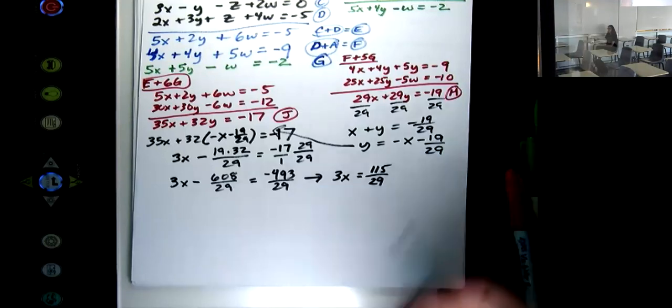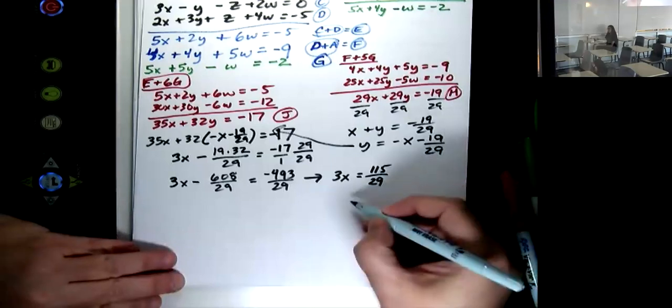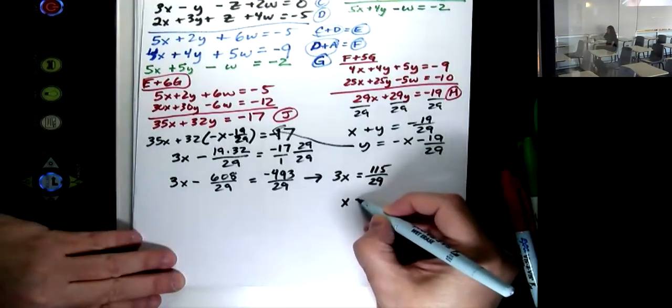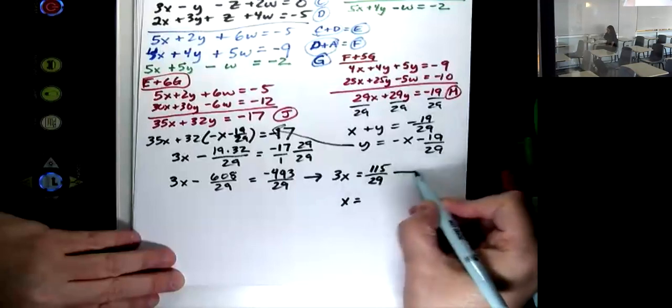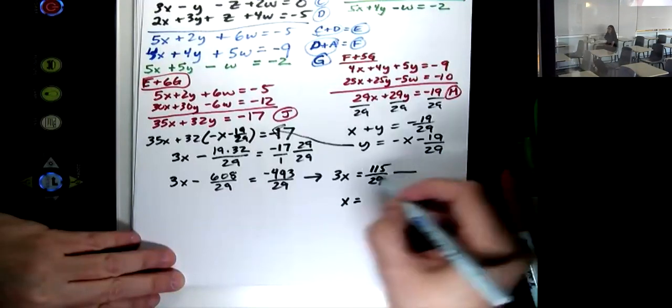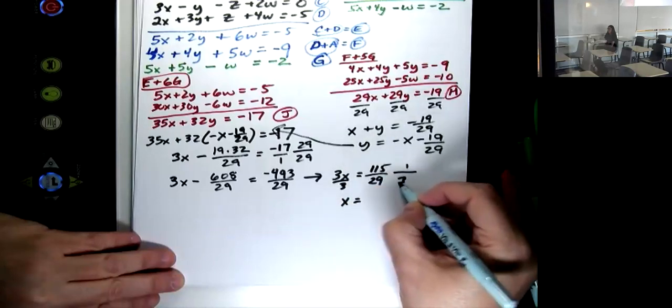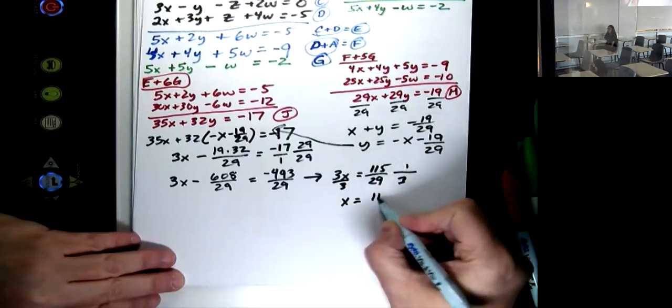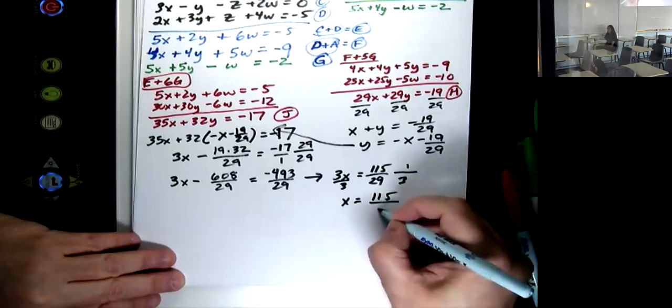All right, so I guess X just equals, well, we can do the 115. No, 115 isn't even divisible by 3. I do over 3 on both. This is 115 over 87.